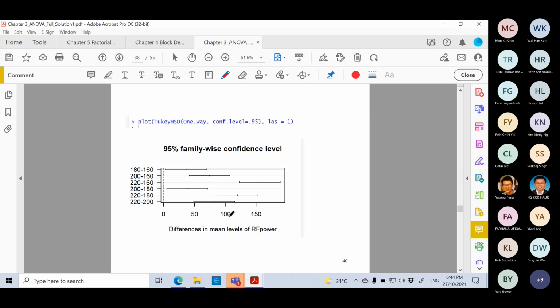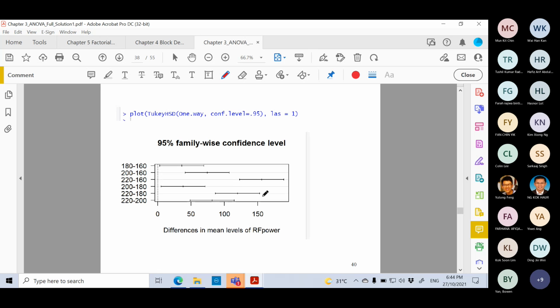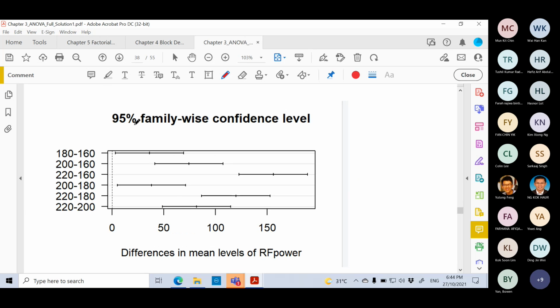So if you want to observe the diagram here, you can also see that this one is a different RF power. Okay, you can see that they put the dot here. They want to indicate the 0. Is there any difference? No.